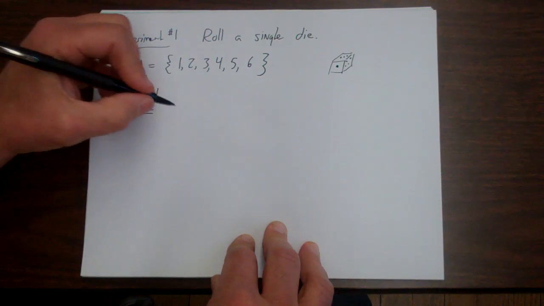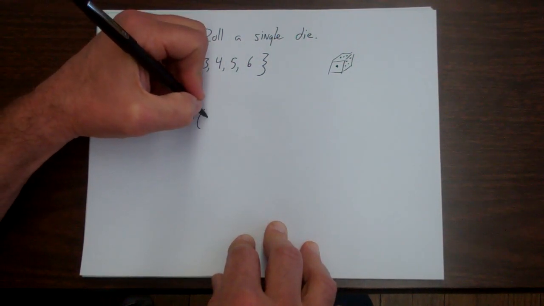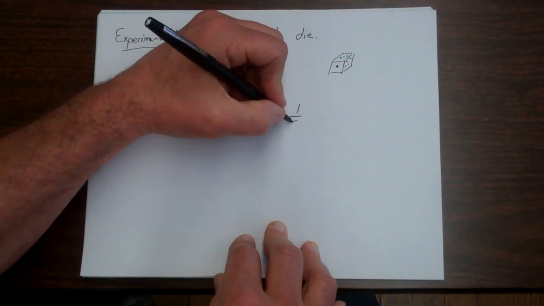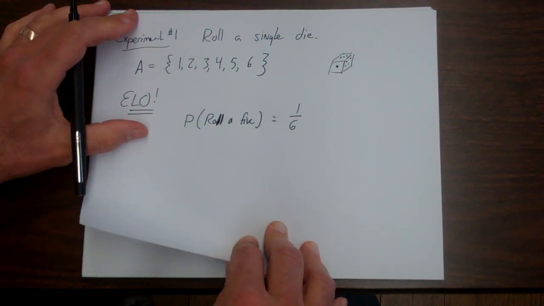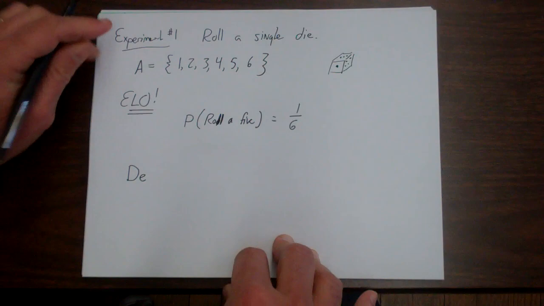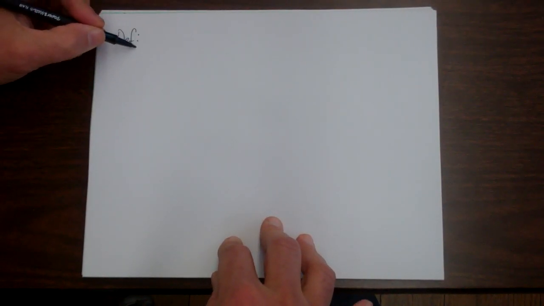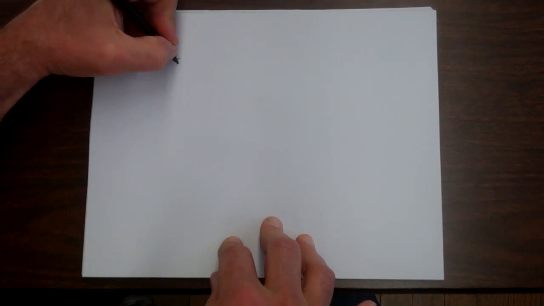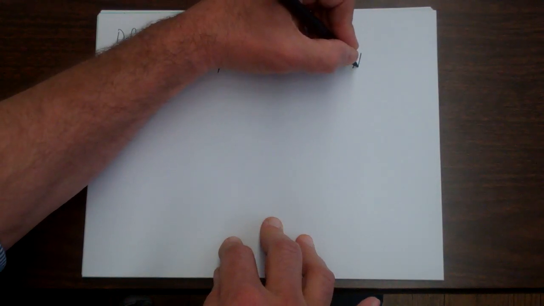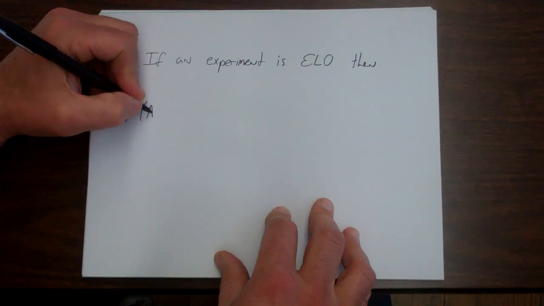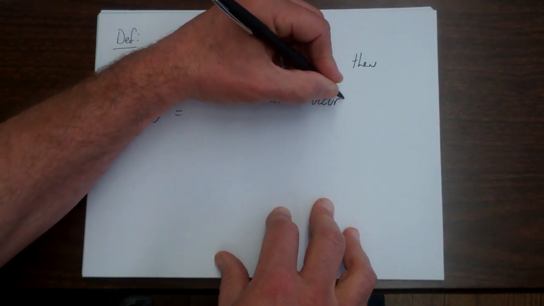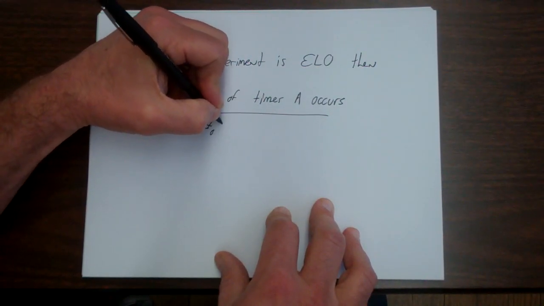And what's easy about that is that the probability of any one event, so the probability, say, that you roll a 5, is equal to 1 out of 6. And even though that's just common sense, we're going to use this easy problem to define some rules and terms, and we use it on more complicated problems. So here's the definition. If an experiment is ELO, then the probability of event A is equal to the number of times A occurs over the number of outcomes in the sample space.